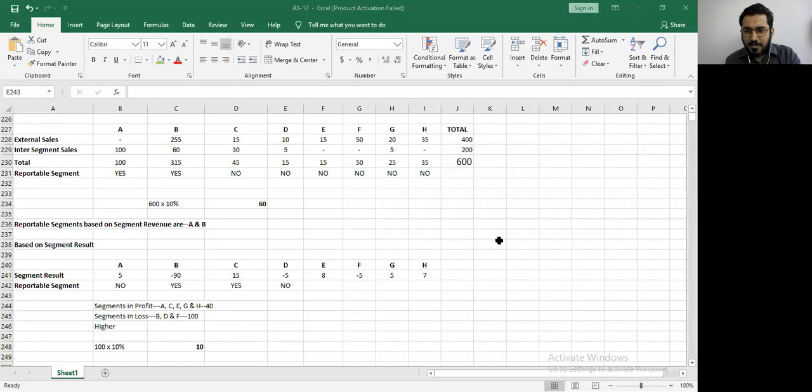What about segment E? Are separate disclosures required for segment E? Again, separate disclosures not required. Why? Because your 10% criteria is 10. However, here we have only 8. What about the next one? Segment F.